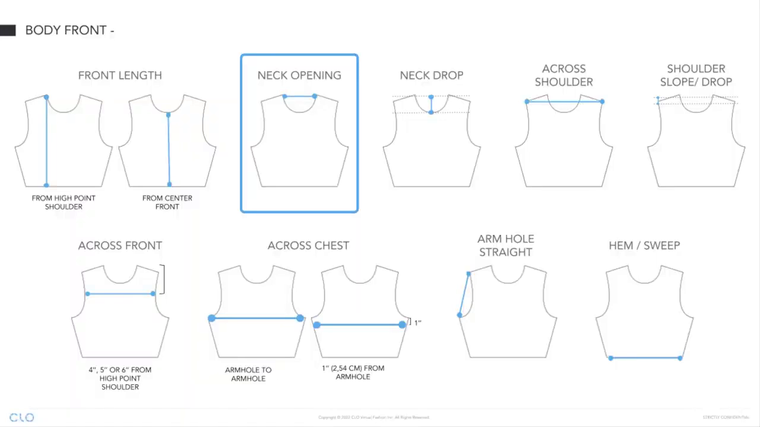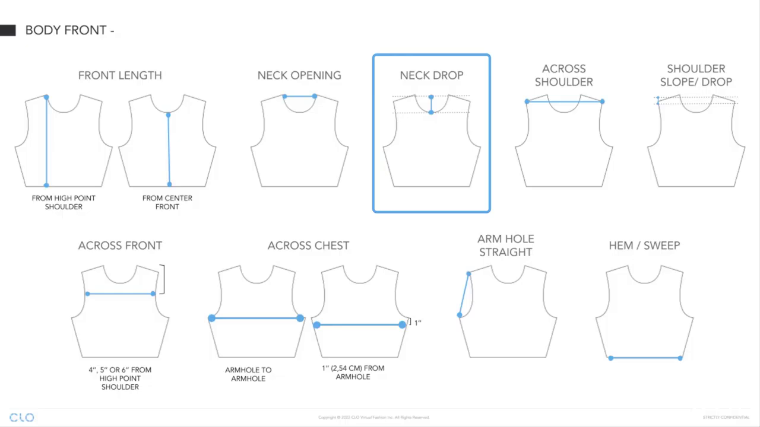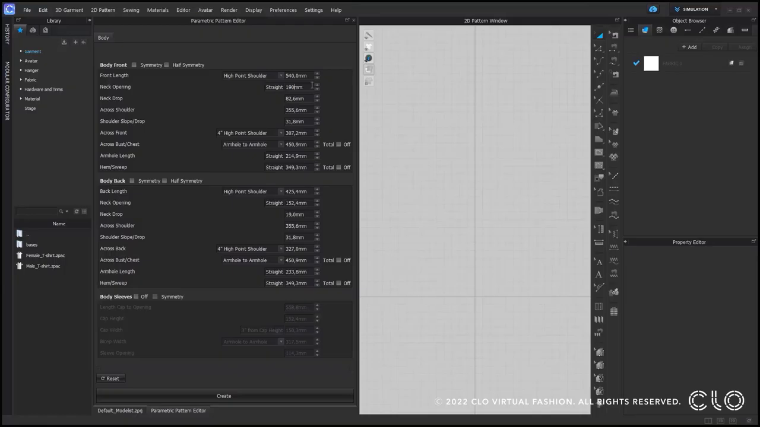Next, we have the neck opening, which is the distance between the high point shoulders in a straight line, and I will use 190 mm. For neck drop, you can measure it down from the center of the imaginary line between the high point shoulders to the joint seam at center front. In my case, this distance is 70 mm.